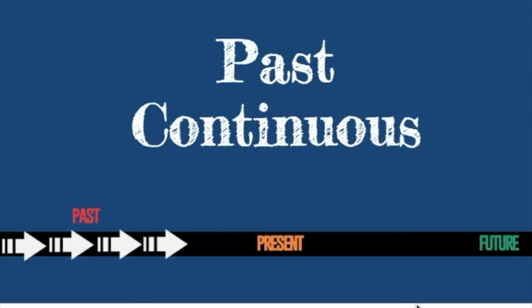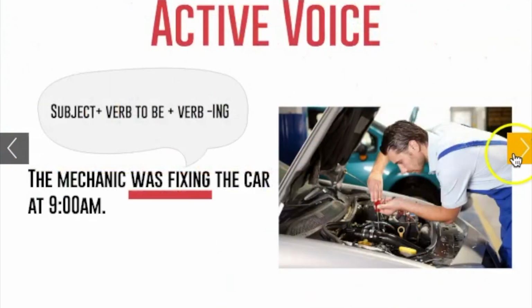Now, let's keep on working with past continuous. Remember that when we talk about actions that were in progress in the past, we use this tense. Here we have an active voice example. The mechanic was fixing the car at 9 a.m. So that action was in progress at that specific moment. And the structure is subject, verb to be, and verb with ing form.